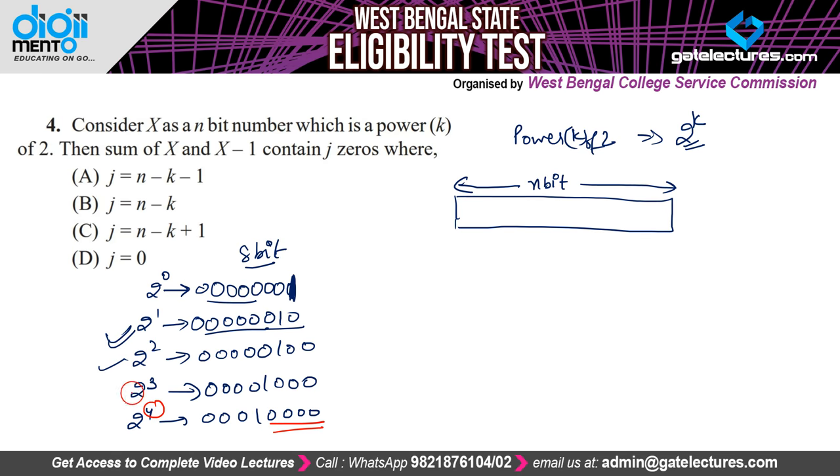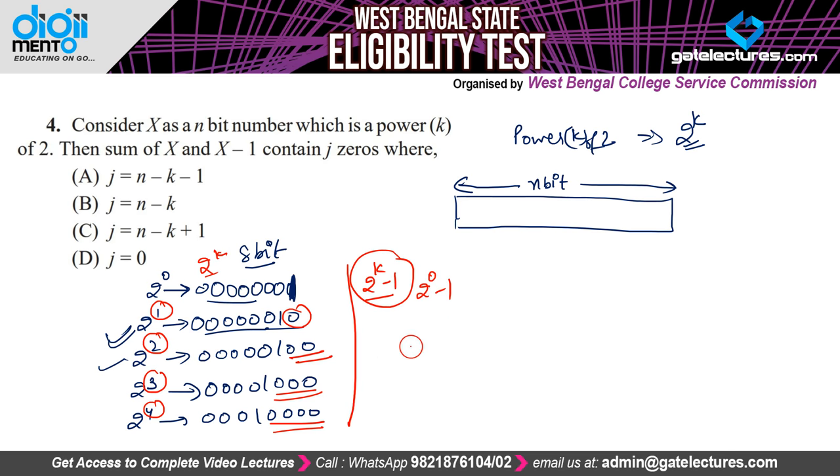Whatever the power is, for example if we have the power 4, that means we have 4 zeros. If we have the power 3, we have 3 zeros here. If we have the power 2, we have 2 zeros here. If we have the power 1, we have 1 zero on the right-hand side. Now, let me find 2 raised to power k minus 1. This is representing 2 raised to power k, and for 2 raised to power k minus 1, I do 2 raised to power 0 minus 1, 2 raised to power 1 minus 1, 2 raised to power 2 minus 1, 2 raised to power 3 minus 1, and 2 raised to power 4 minus 1.